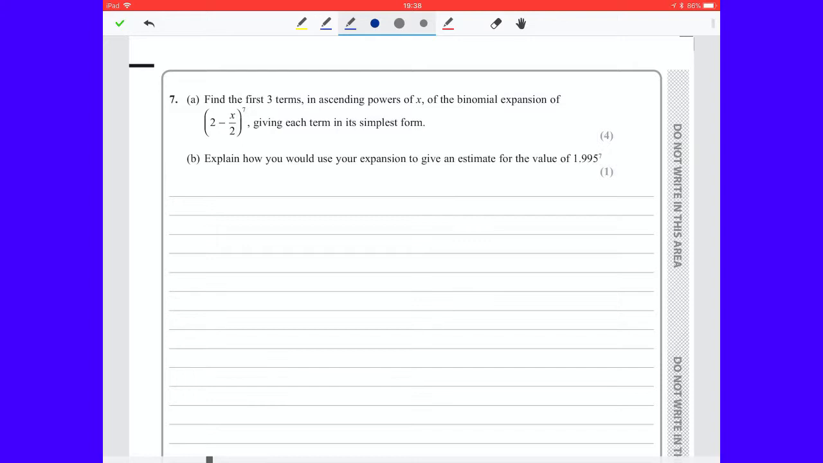Question 7. Find the first three terms in ascending powers of x of the binomial expansion of (2 minus x over 2) to the power 7, giving each term in its simplest form.